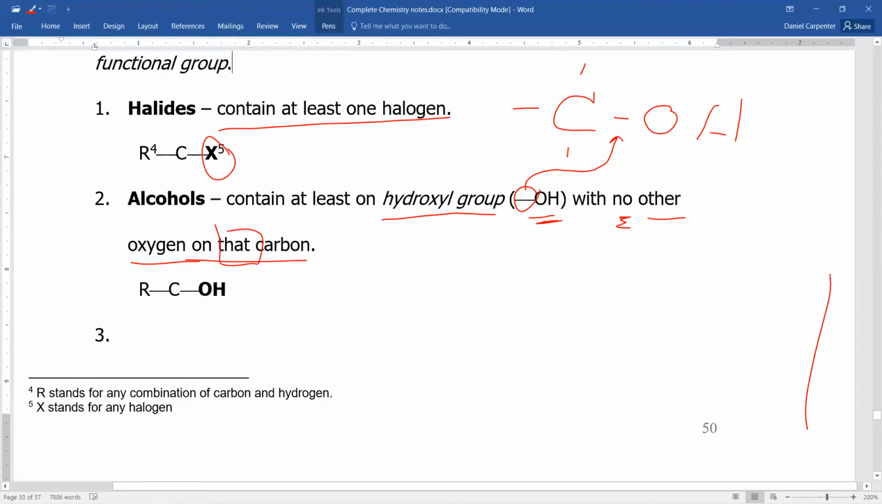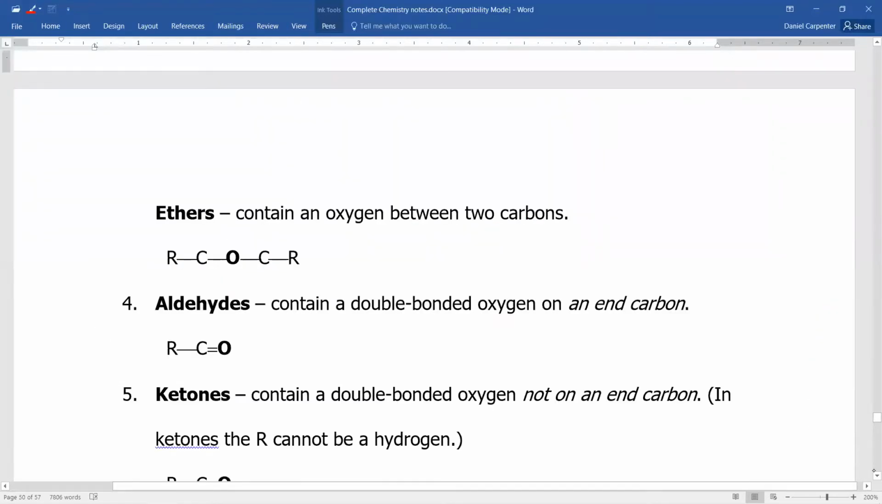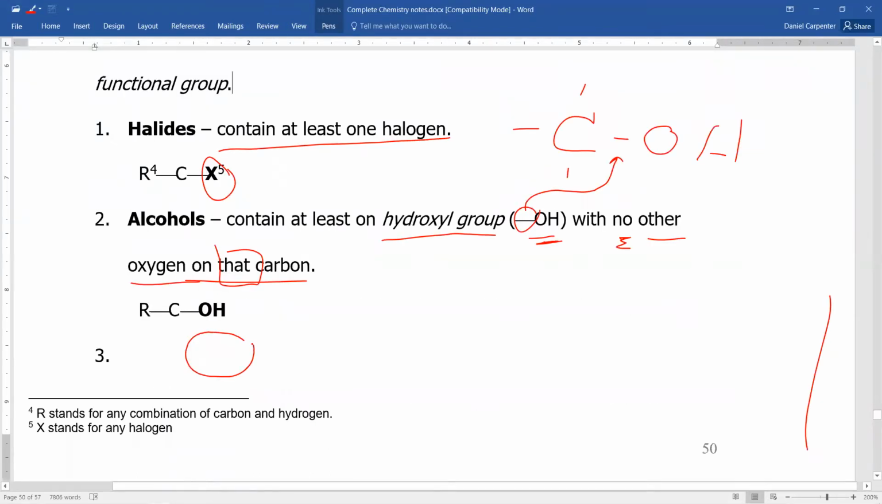All right, so third, and I don't know if the 3 is out of place on your notes or not, but 3 goes with ethers. So on an ether, you've got an O between 2 C's. Notice that there is a single bond on the right and a single bond on the left, and it is between the 2 C's, not like aldehydes.